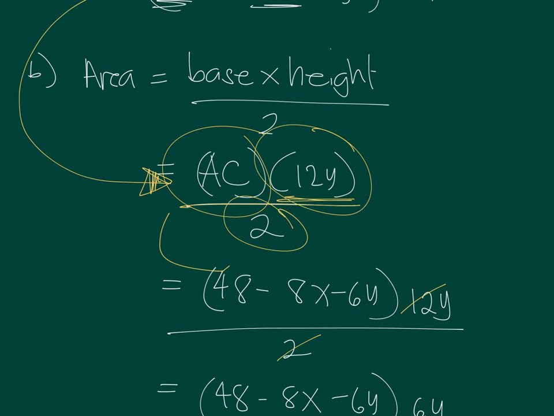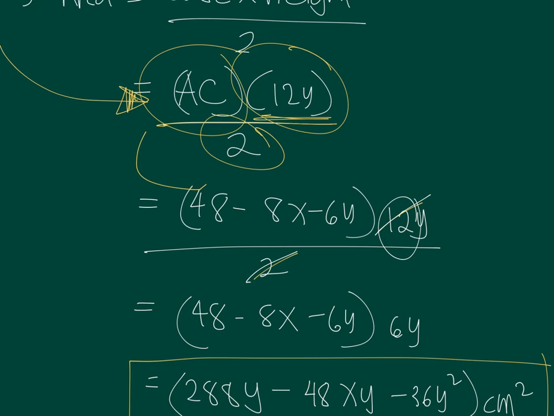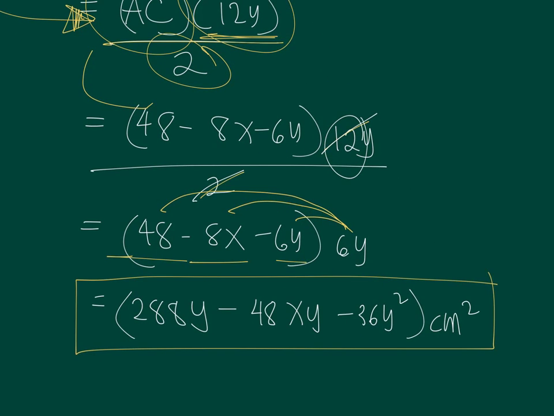Now since I noticed that 12 and 2 are even numbers, 12 can be divided by 2, so I canceled the 12 and 2, and that means 12 will become 6. So this will become 6y, and the area is basically 48 minus 8x minus 6y, times the 6y outside. Then if you distribute the 6y to every term, you will arrive at 288y minus 48xy, and then minus 36y squared. And that is the area of the triangle.